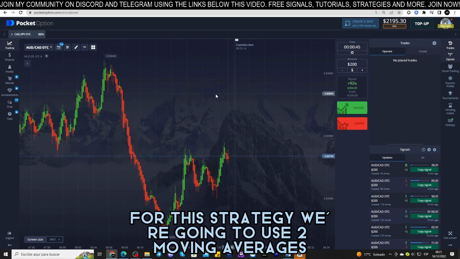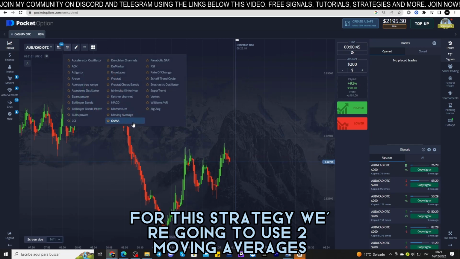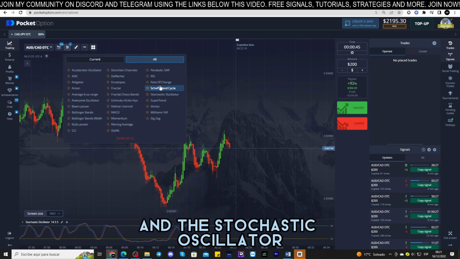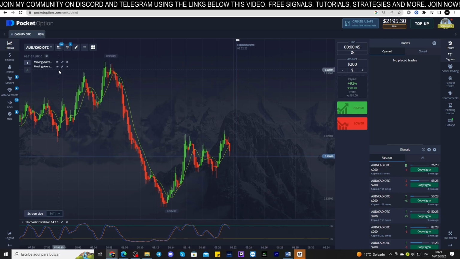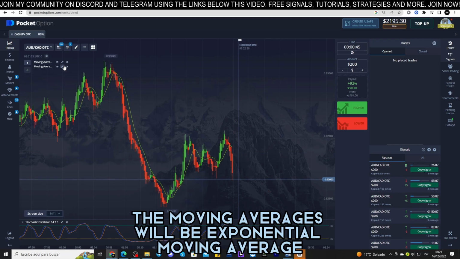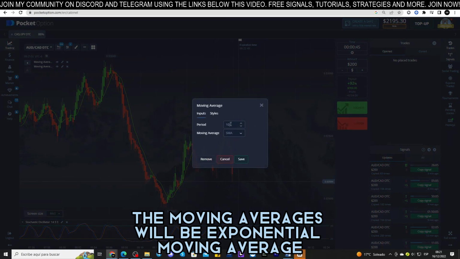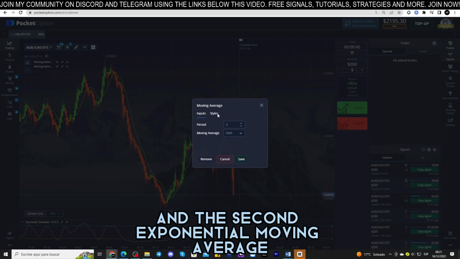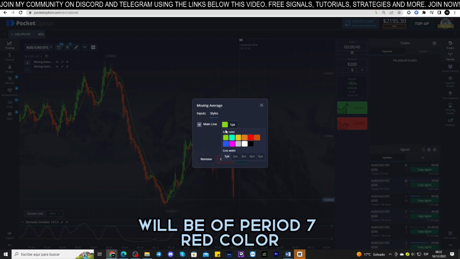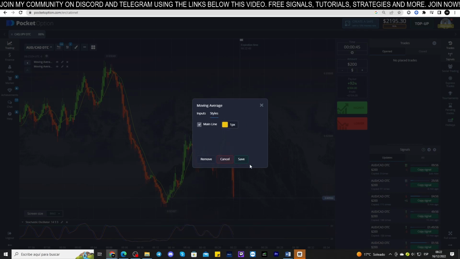My name is Lester. For this strategy, we're going to use two moving averages and the stochastic oscillator. We will also use the Heiken Ashi candles. The moving averages will be exponential moving average, period 3, the first, yellow color, and the second exponential moving average will be of period 7, red color.